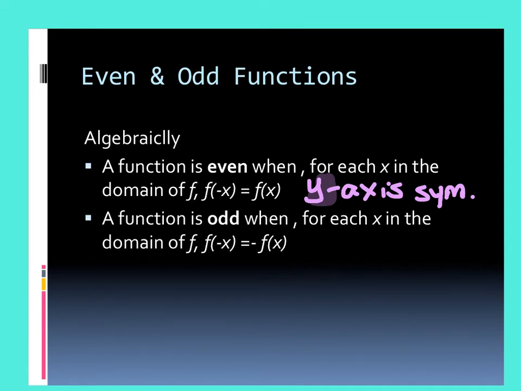And then a function is odd when for each x in the domain of f, f of -x results in a negative f of x, or a negative y, which is the same test for origin. It's just that instead of using the letter y, we use f of x. So if it's symmetric to the origin, then it's odd. If it's symmetric to the y-axis, then it's even.